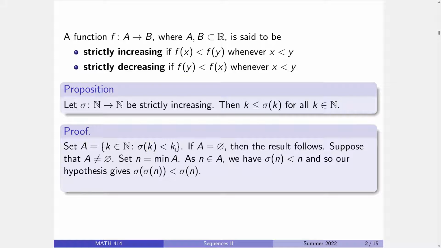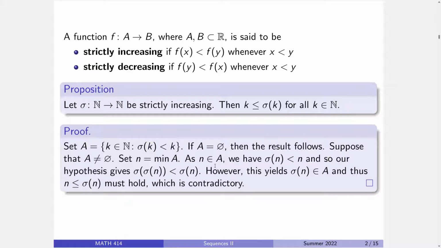Phi of n is a natural number that satisfies that condition. So phi of n is in A, but the minimum of A is n. So that means n is less than or equal to phi of n, and once again, our favorite result, phi of n strictly less than phi of n. Contradictory.